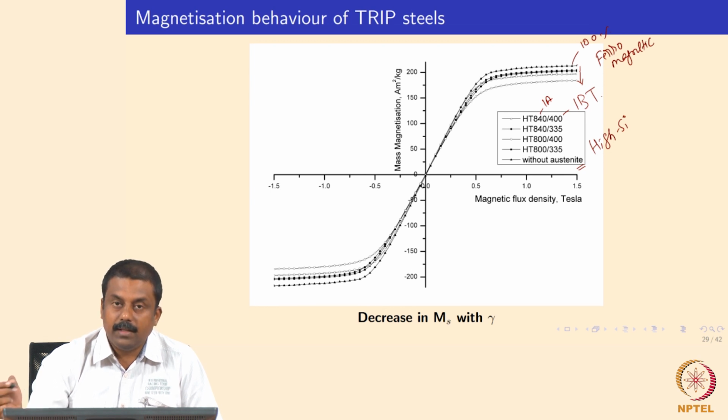Okay, so that is the basic principle behind using the magnetic saturation method, where we measure the magnetic saturation value with and without retained austenite, and the difference gives us the amount of retained austenite present in the microstructure.